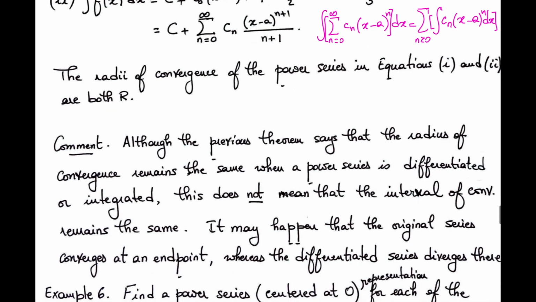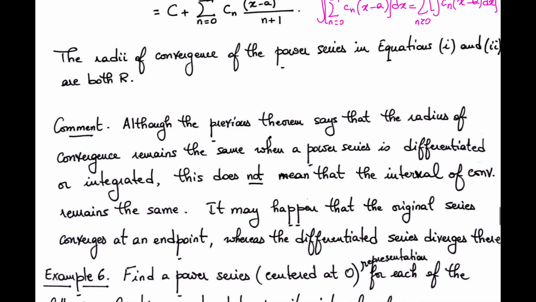Let's read the comment after the theorem. Although the previous theorem says that the radius of convergence remains the same, right? That's part of the conclusion of the theorem. When a power series is differentiated or integrated, this doesn't mean that the interval of convergence remains the same. Remember, the radius of convergence doesn't force the interval of convergence to be the same. The intervals have the same radius, but the endpoints may or may not be included. So it may happen that the original series converges at an endpoint, whereas the differentiated series diverges there.